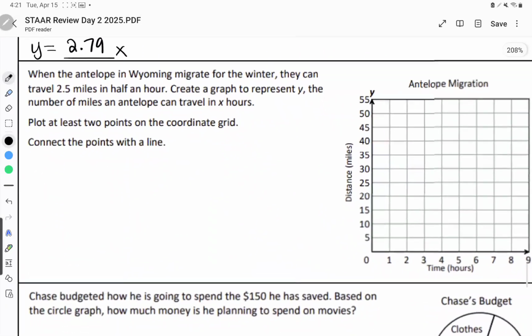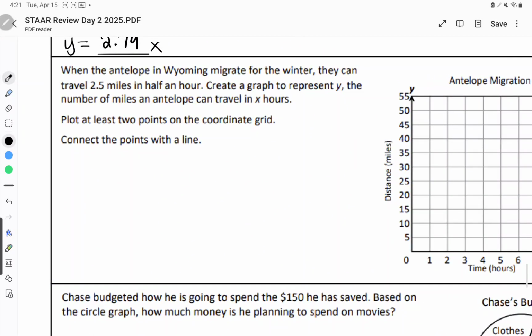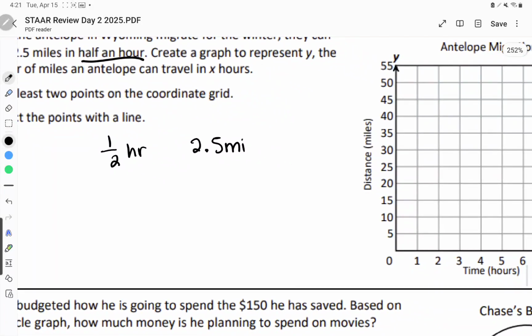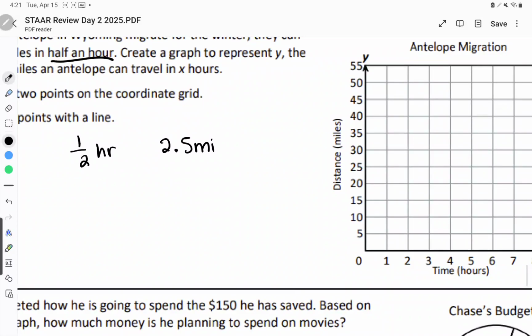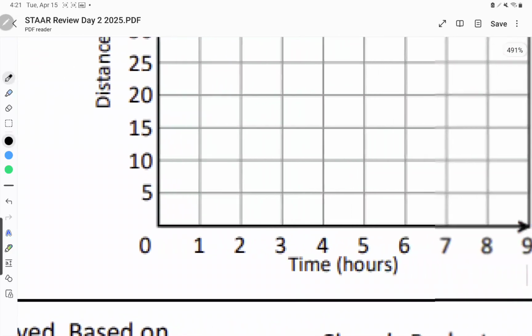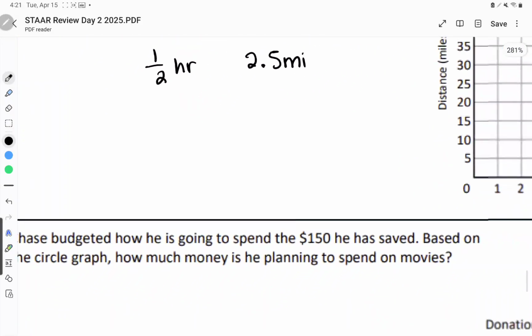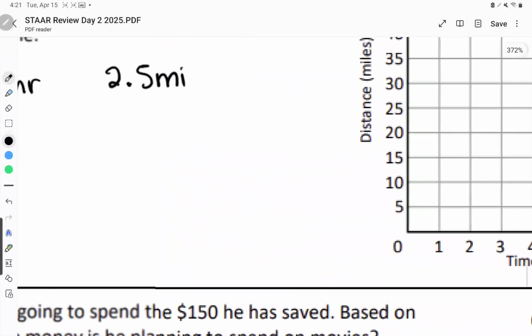That's it. This one says, when the antelope in Wyoming migrate for the winter, they travel 2.5 miles in a half hour. So I know that 1/2 hour goes 2.5 miles. It says to create a graph to represent y, the number of miles an antelope can travel in x hours. So I would see right here, oh, I can't go over to 1/2 because it doesn't specify 1/2 on my graph. So the first whole number that it represents right here is 1.